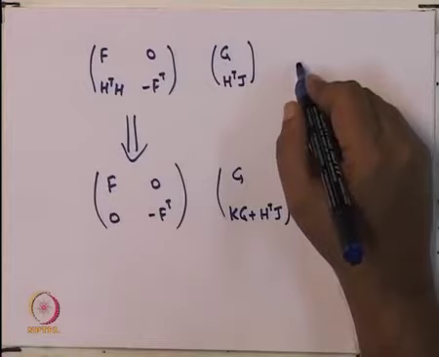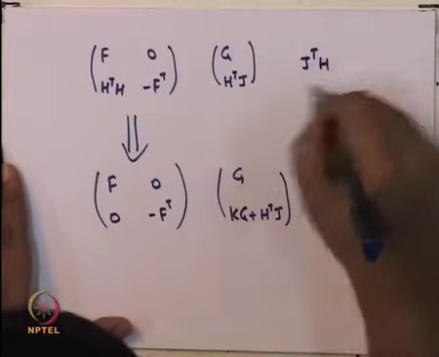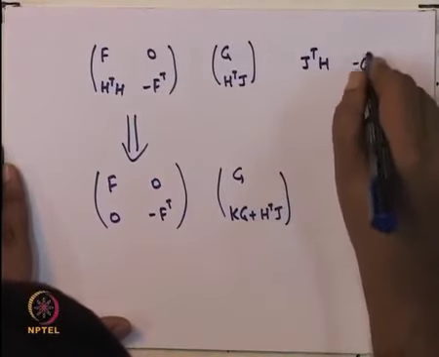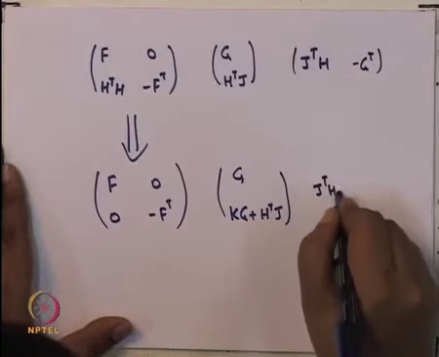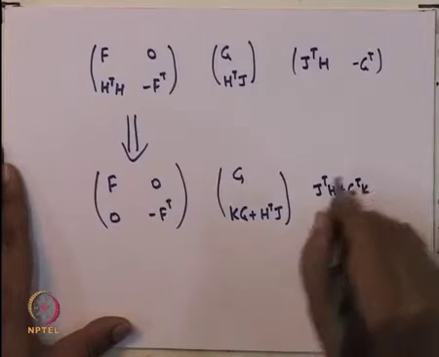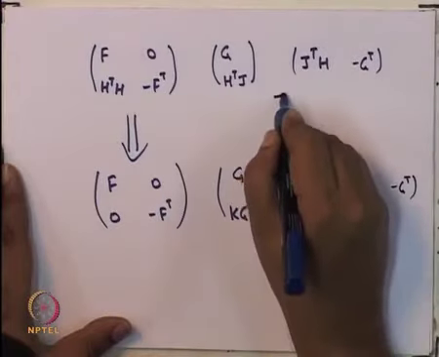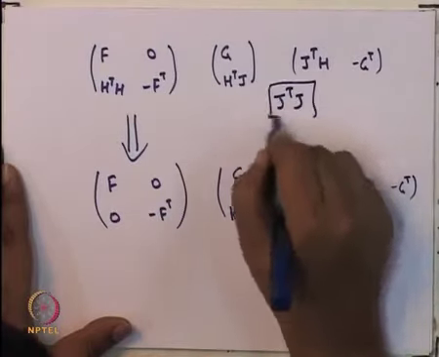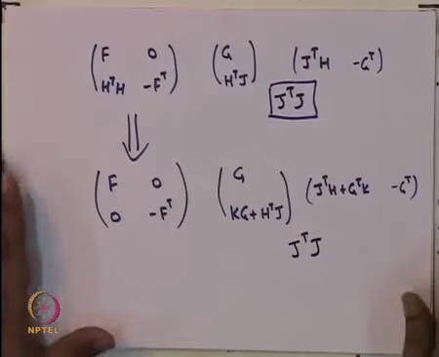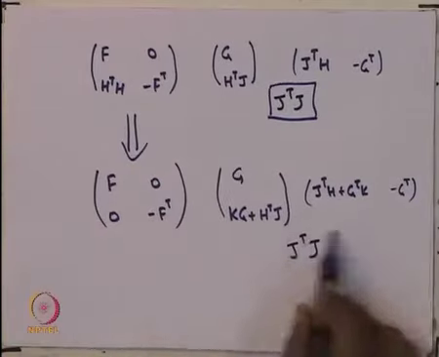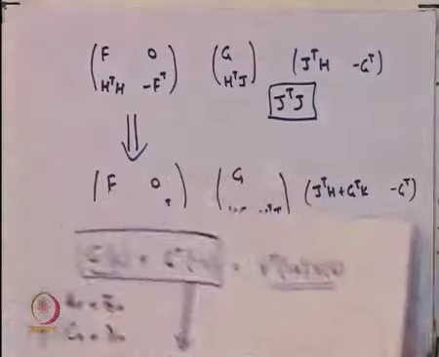Then you have the other matrix being J transpose, the C matrix or the observable matrix to be this, and that will get transformed to [J transpose H plus G transpose K, minus G transpose], and then the last one, which was J transpose J, the feed through matrix, that will remain J transpose J. Okay. Now, this is the new set of matrices that you have.